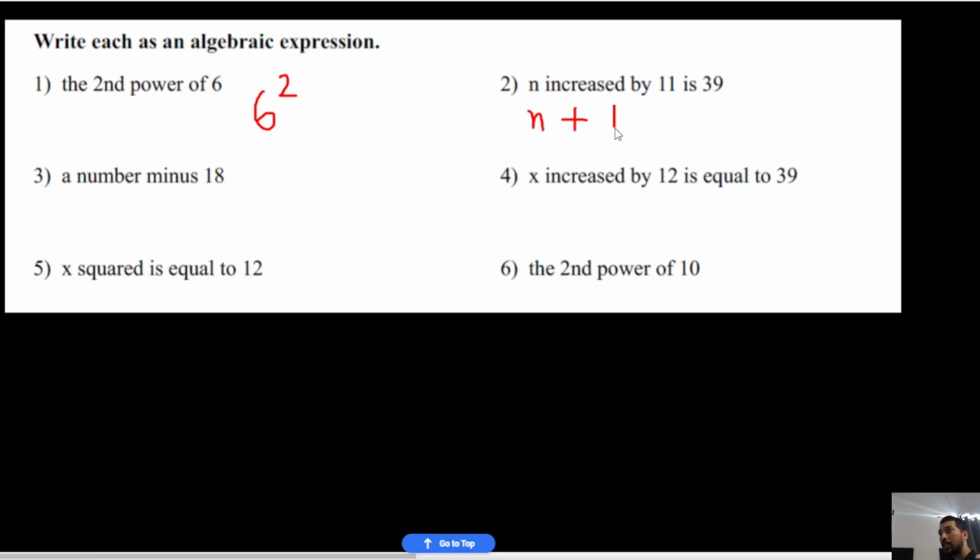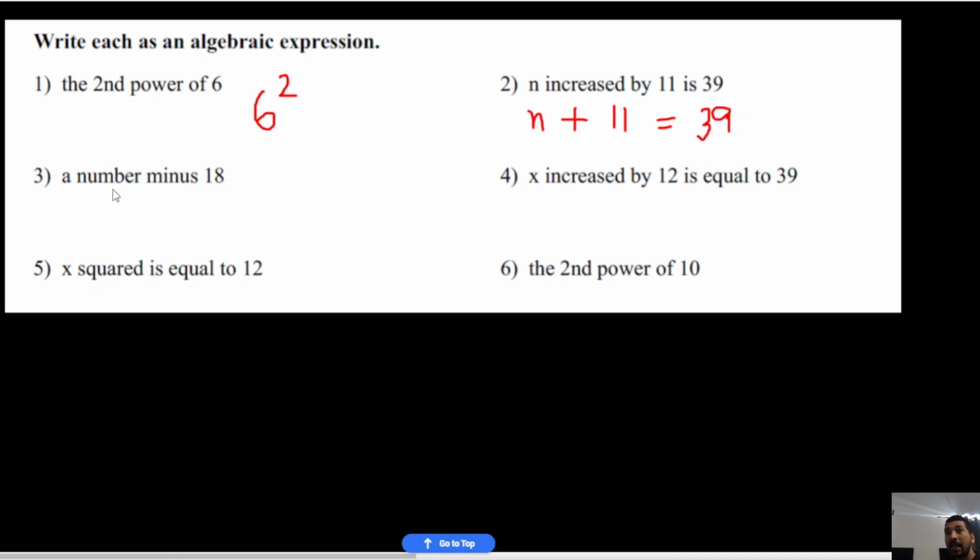So n plus 11. The word is referring to the equal sign, 39. This is how we convert the verbal expression into algebraic expression step by step. The next one, a number minus 18.